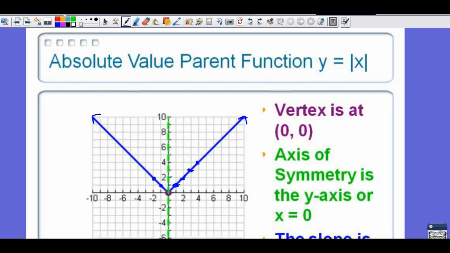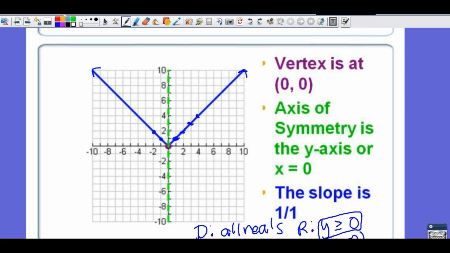So there are some characteristics of absolute value functions. Characteristic number 1 is that the vertex of the parent function is at (0, 0). The axis of symmetry is through the vertex at x equals 0. The slope is 1 to 1. Our domain is all reals. And my range is all reals. So these are those bullet points on your paper.